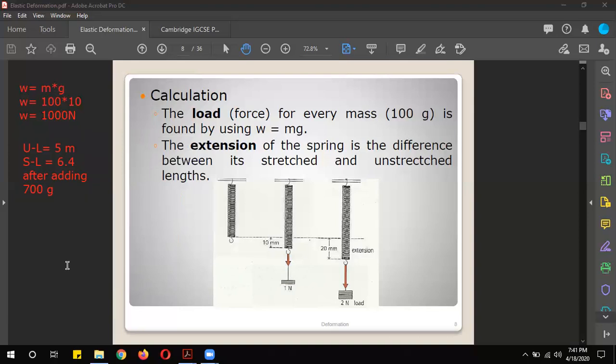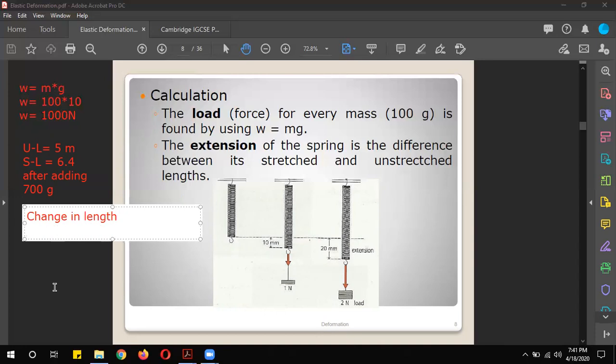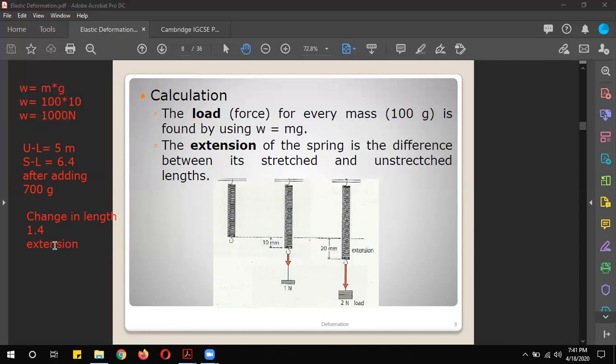So I want you to find the difference between the stretched length and unstretched length. It is 1.4 meter. 1.4 meter is the extension. That is the change in length. Change in length is how much? It is 1.4, and we can also call it extension.